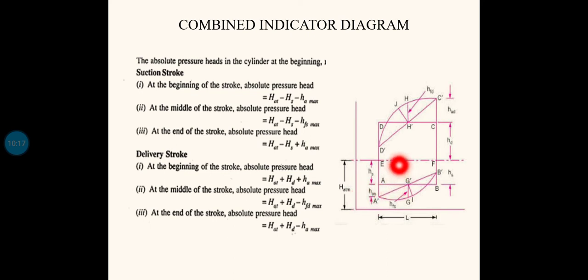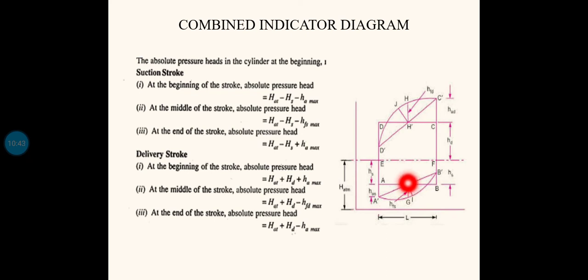At the middle of the delivery stroke you can see here H_atm minus H_s, then we will reach point G dash. From here to here this is H_fs max. There is no pressure due to H_as at the middle of the suction stroke. Pressure due to the acceleration at the middle of the suction stroke is 0. Therefore, here only the frictional effect will be there.